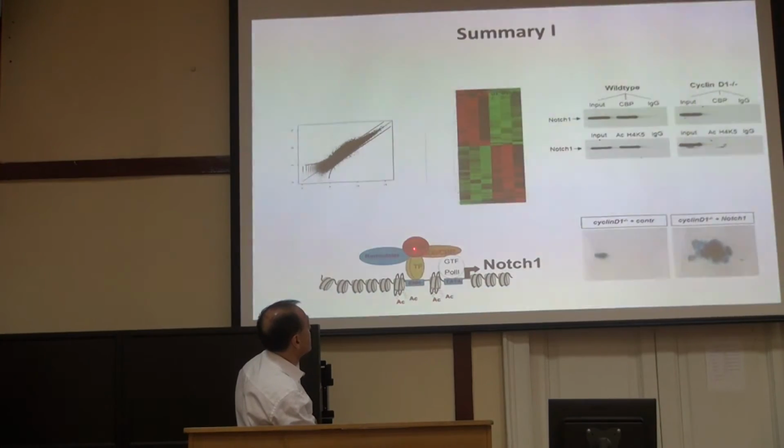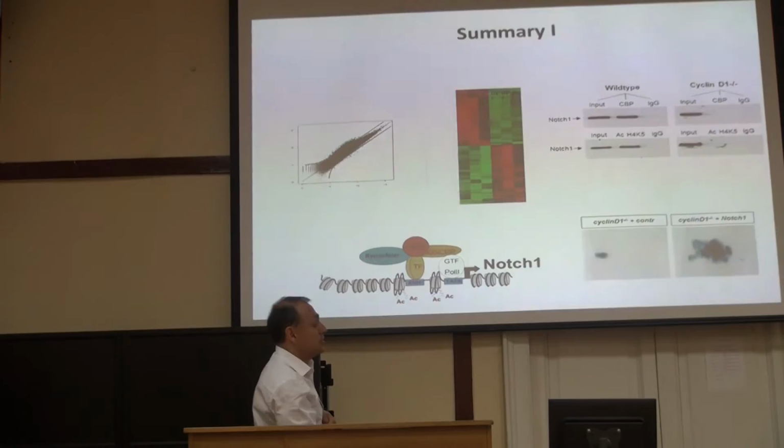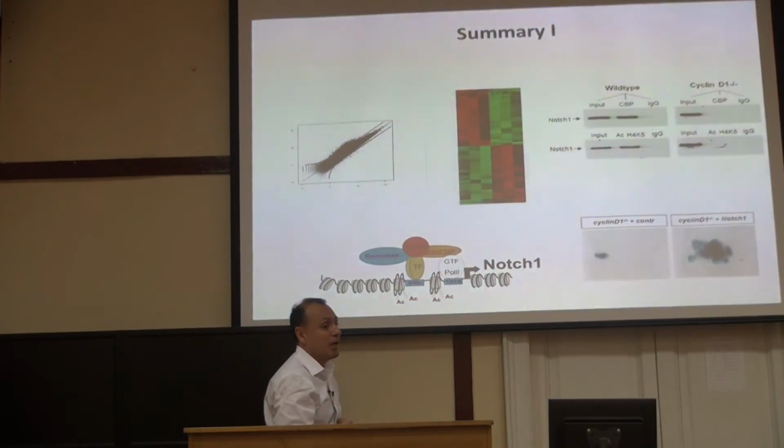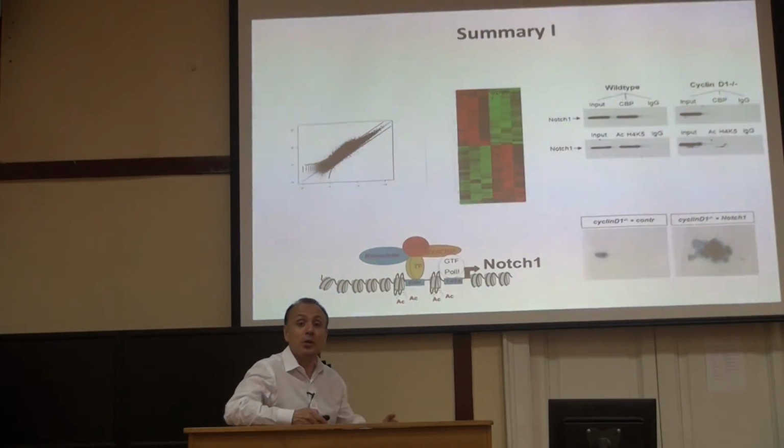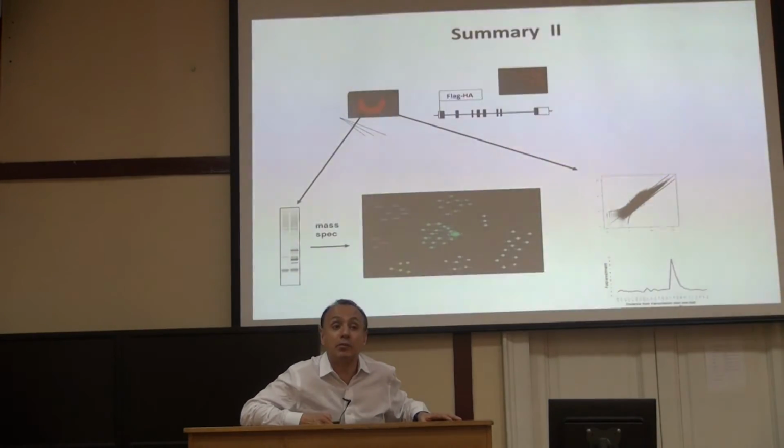If we knock out Cyclin D1, then there is less CBP recruitment, there is less acetylation of those histones, there is less Notch being expressed, and this seems to be at least partly responsible for the phenotype, because when we put Notch back into these cells, we can partially rescue the proliferative defect.